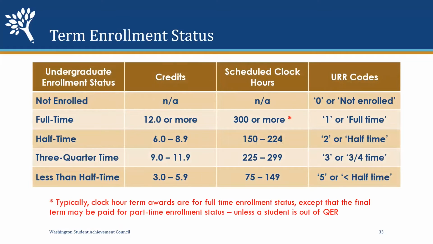This is just a list of the enrollment status codes, the undergraduate enrollment status, and what the translation to unit record codes is. One thing about clock hours is that their term awards are for full-time enrollment, except for that final term, and it may be paid for part-time enrollment status, unless, as the note says, the student is out of QER.